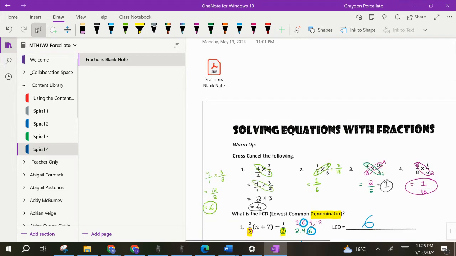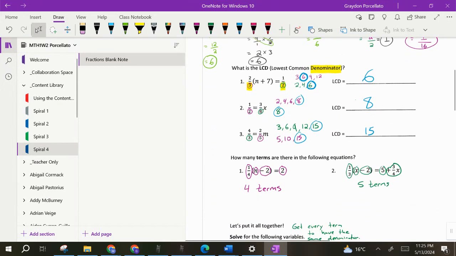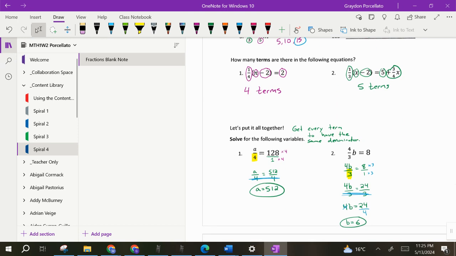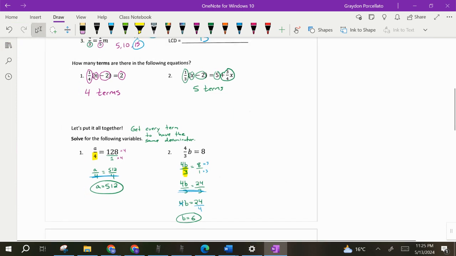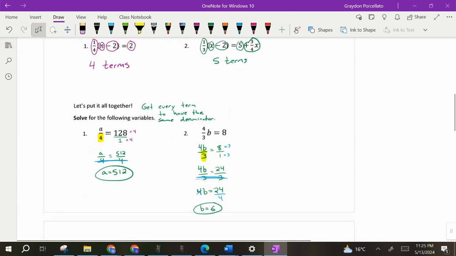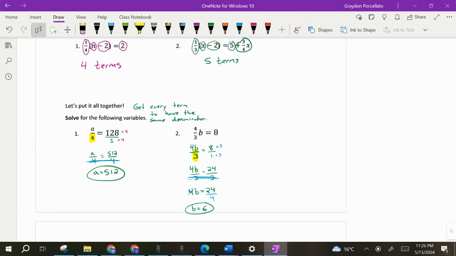So take a look. The note is there for you to check out on your OneNote. You're now going to work on the little homework sheet that I've left you with. And then anybody that needed to finish their quiz from yesterday will have an opportunity to do that tomorrow in class.